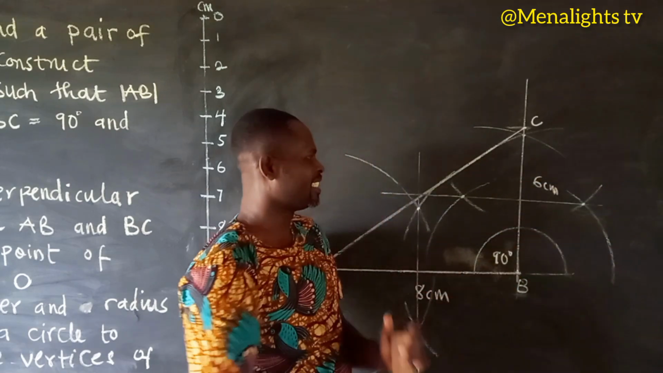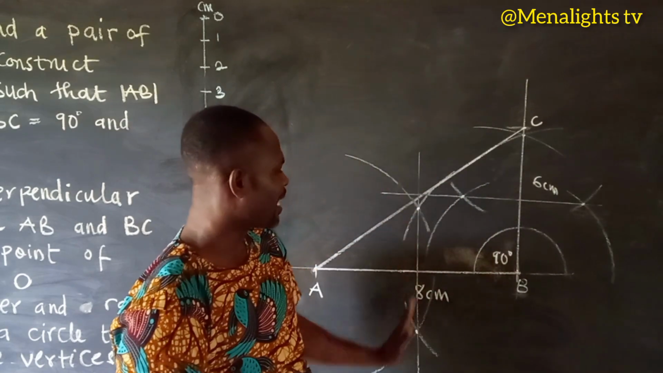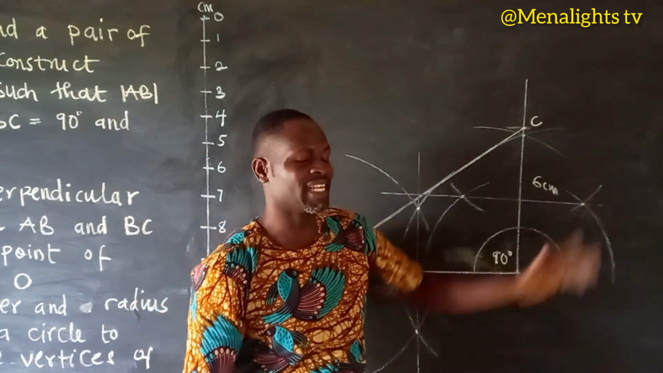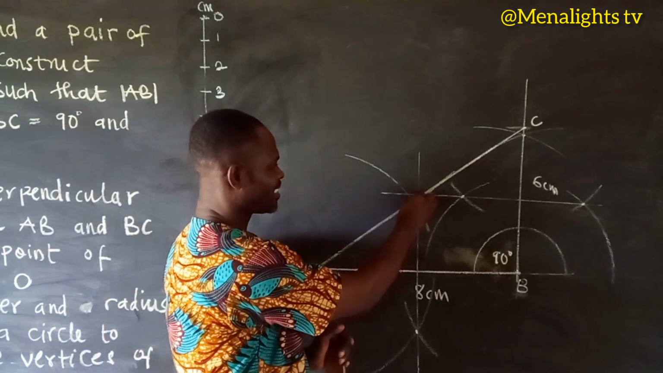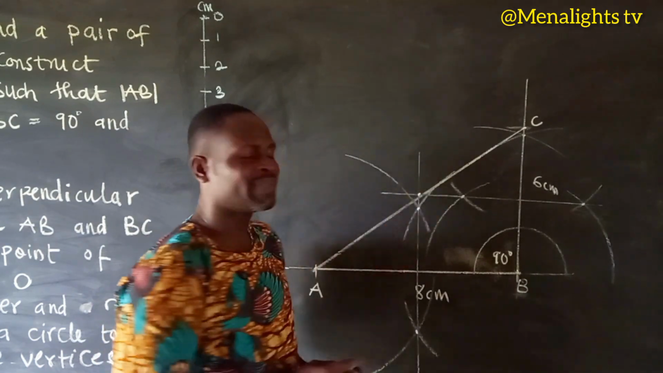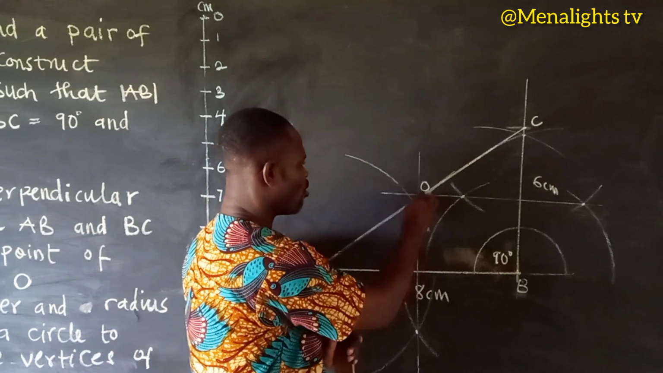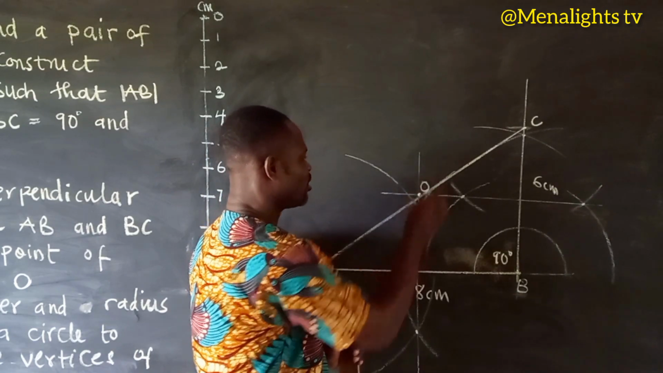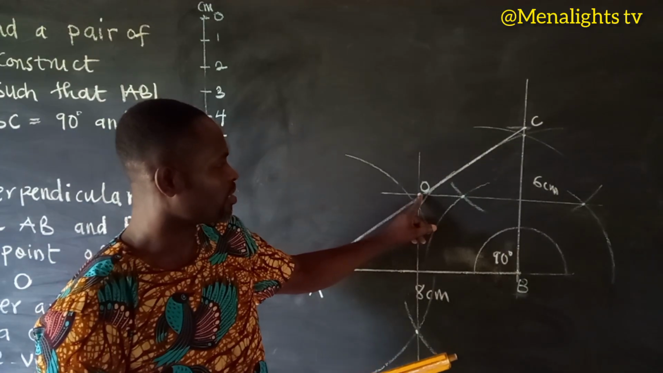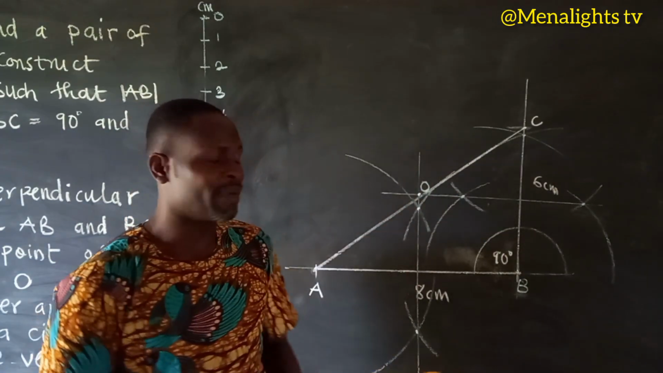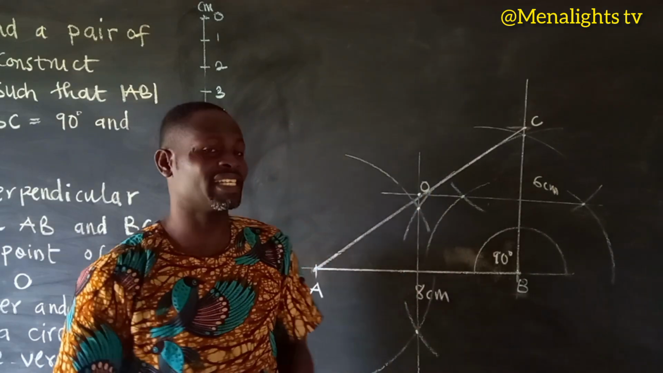Yes, we are done. So looking at this, the first perpendicular bisector and the second one intersect each other at a certain point. This is where the intersection is. And the question says, name that point as what? O. So this is where we have our O. That's the intersection of the two perpendicular bisectors.